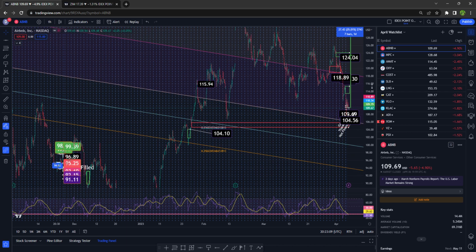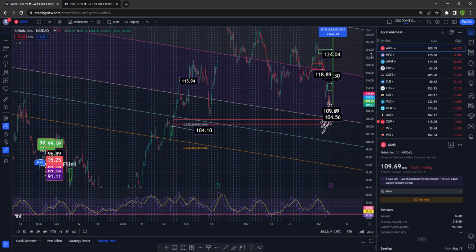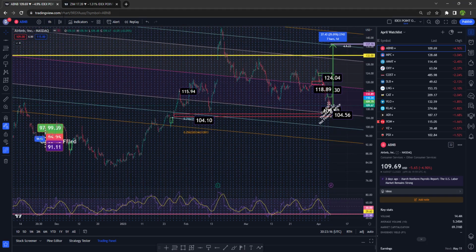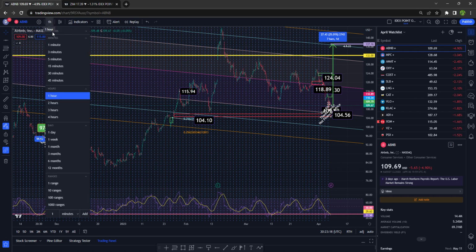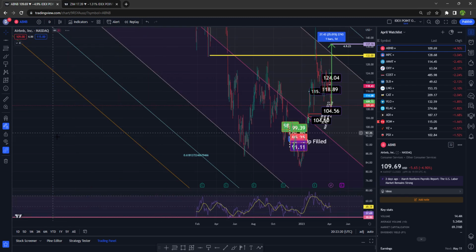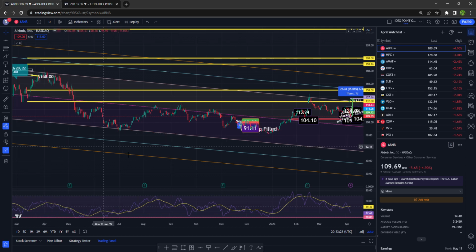There are so many gaps on Airbnb. So if you like to day trade to the short side or to the long side, there are many opportunities to close out gaps. Let's take a look at this on the daily time frame.